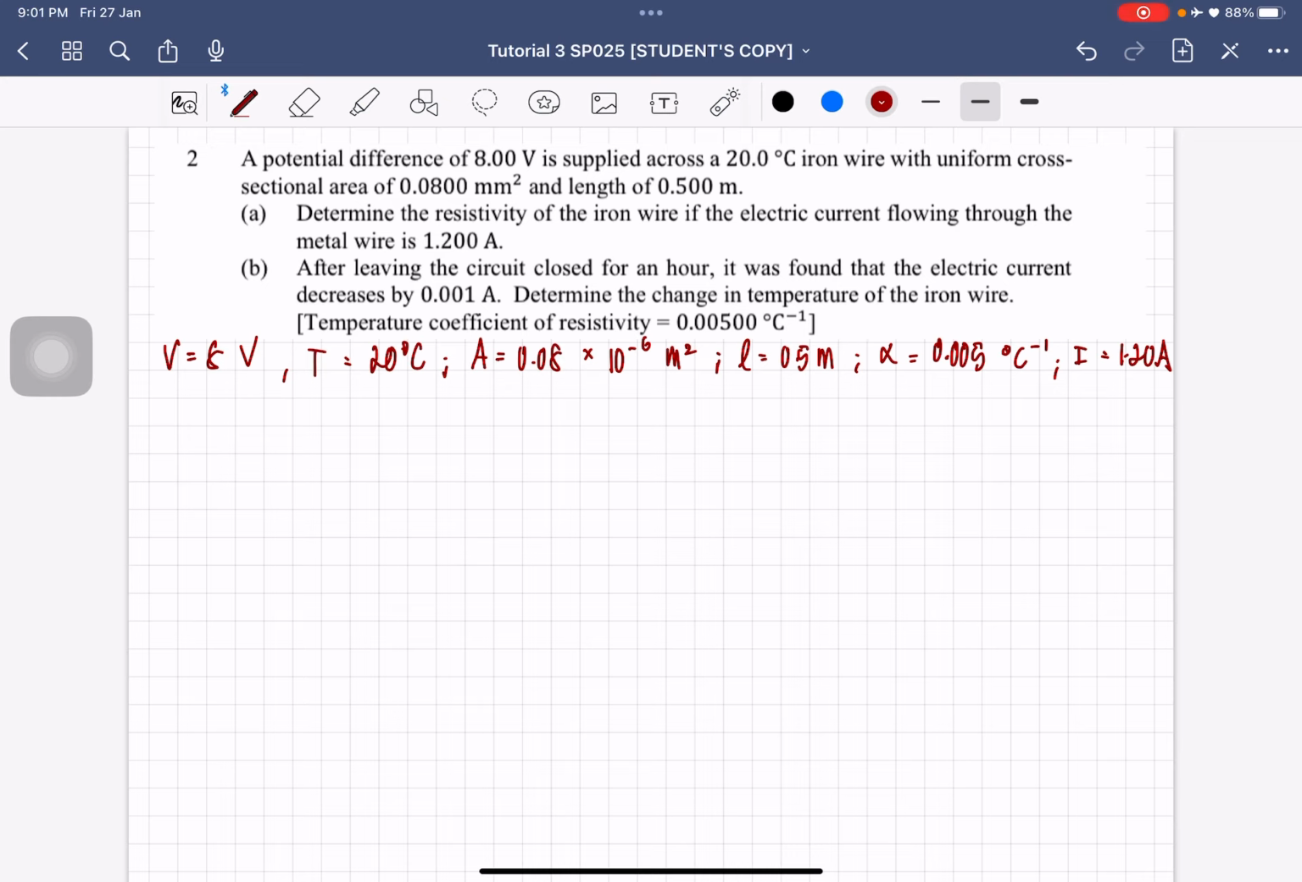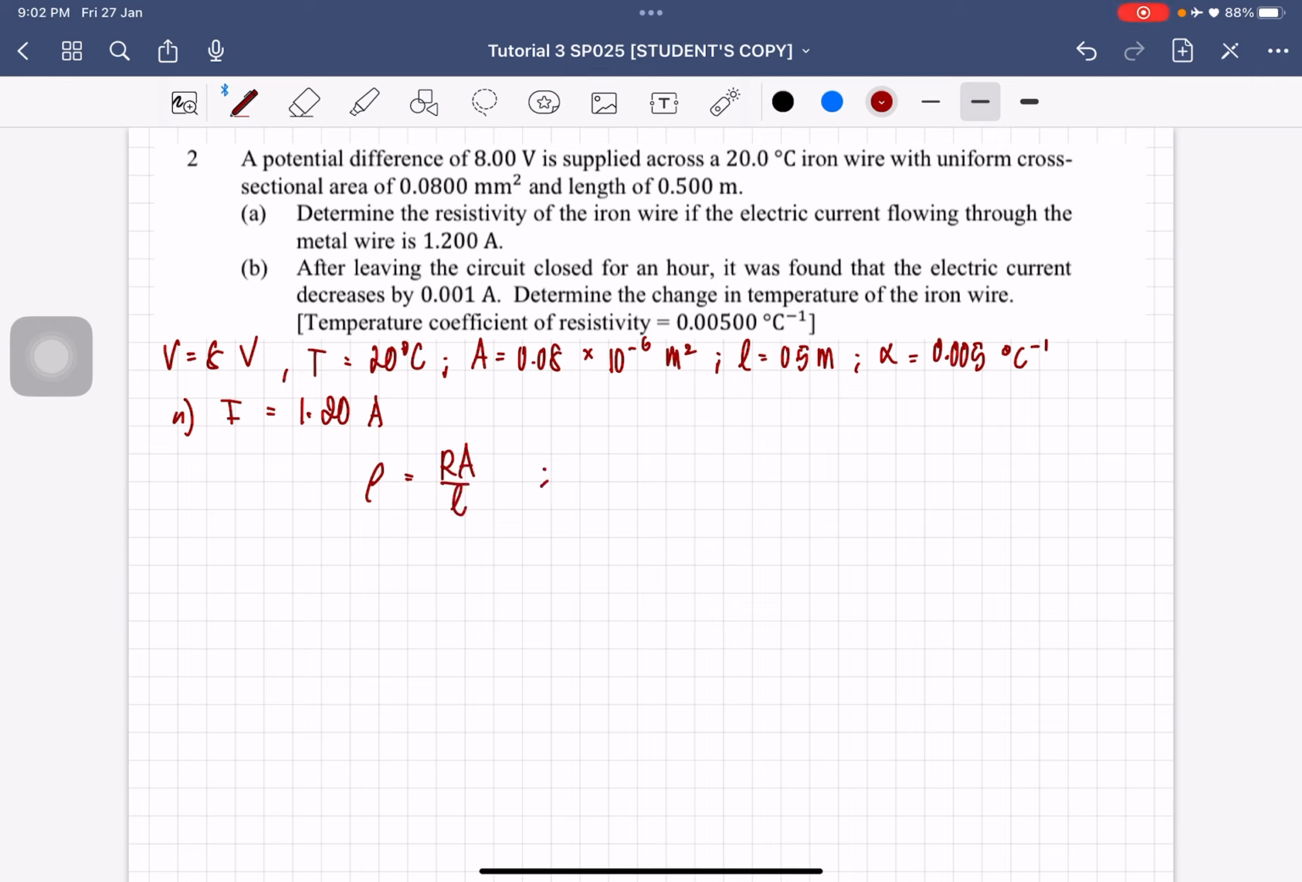Okay, so we also have the current, which is 1.2 ampere. Now we have to determine the resistivity of the iron wire if the electric current flowing through the metal wire is 1.2 ampere. So the current is 1.2 ampere.